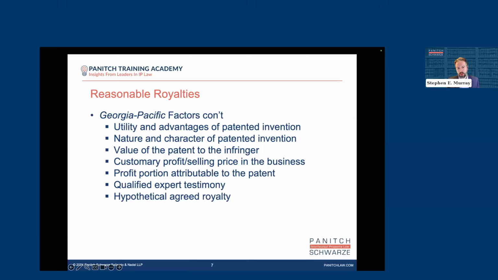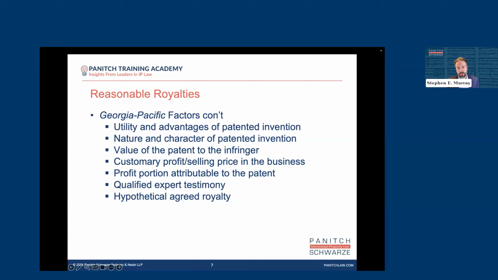The next factor looks at how the patent owner is selling the invention. Is it just a piece of a larger machine, or is it the key to sales or functionality? Is it driving customer demand? Obviously, the more important the invention is, the more it's going to be worth.